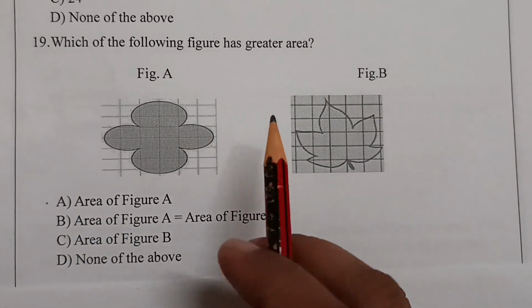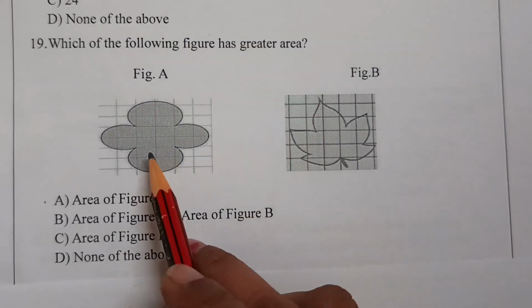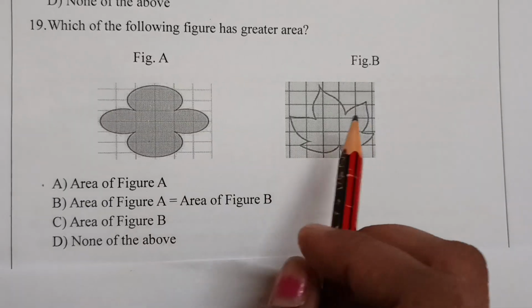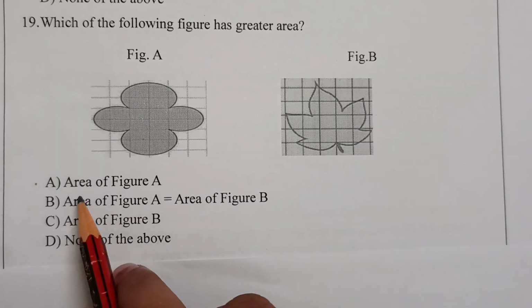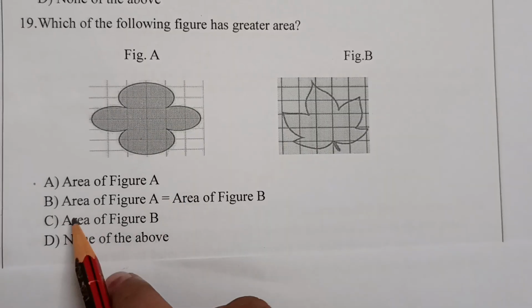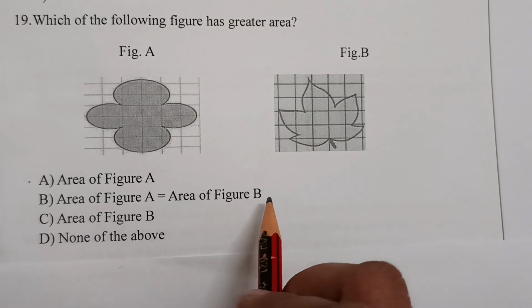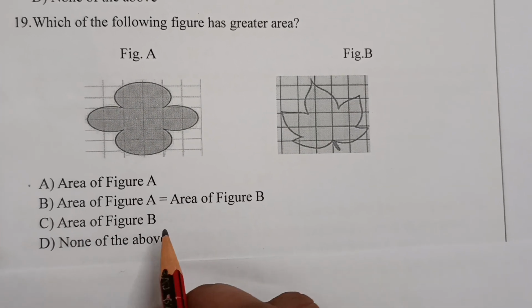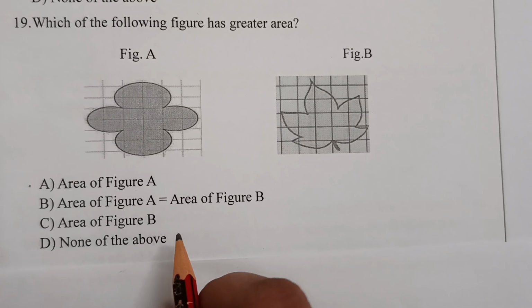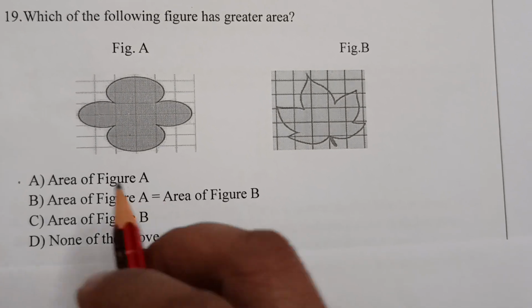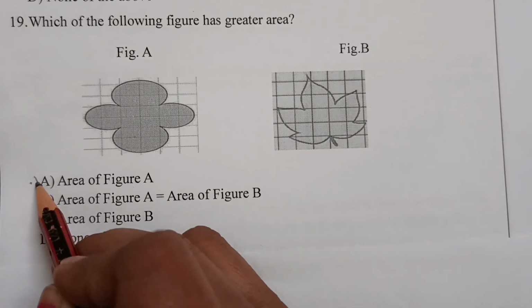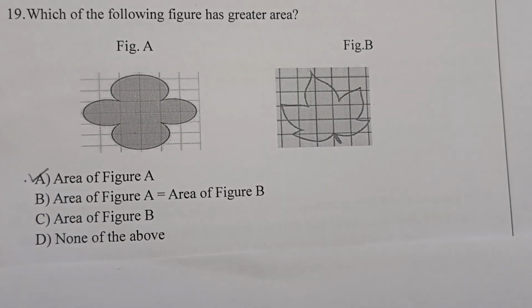Question number 19. Which of the following figures has the greater area? Figure A and figure B. Options are A, area of figure A, B, area of figure A is equal to area of figure B, C, area of figure B, and D none of the above. And the correct option is area of figure A is greater than area of figure B.